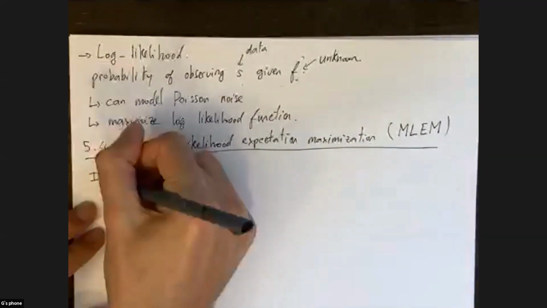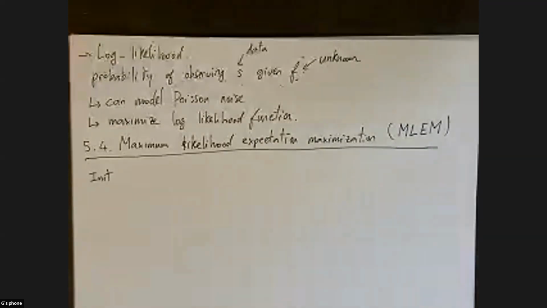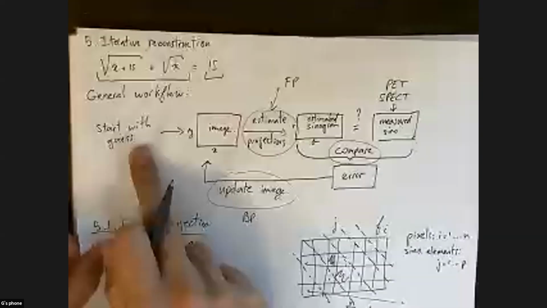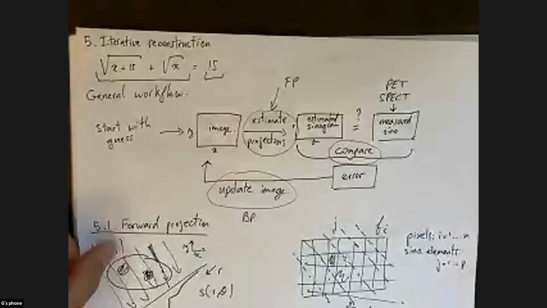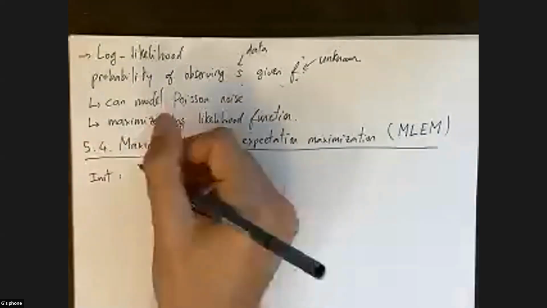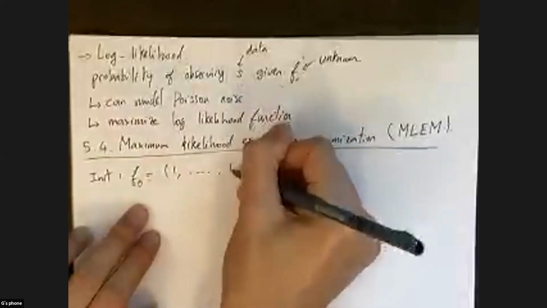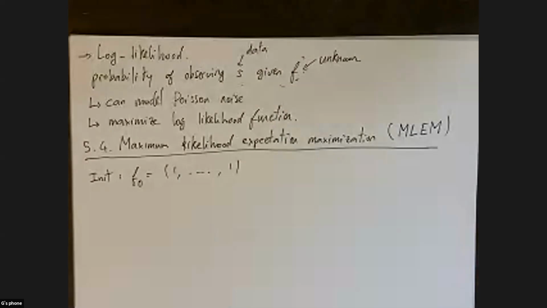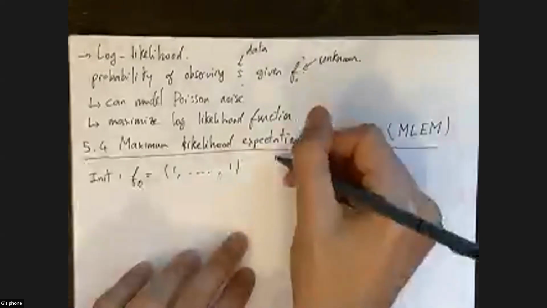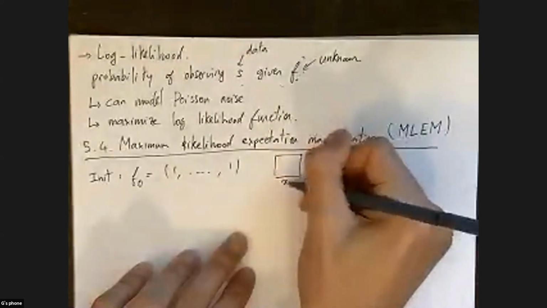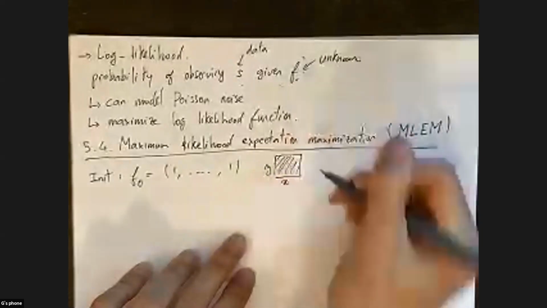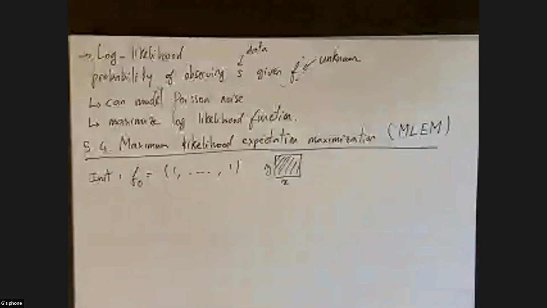If you remember, we said this is the general workflow for reconstruction. The first step is to start with a guess. So the guess here is F0 equal to, basically, a vector that's all ones. It's just assuming a uniform image to start with. So if you draw it, X, Y, completely uniform. All the pixels and voxels are the same.